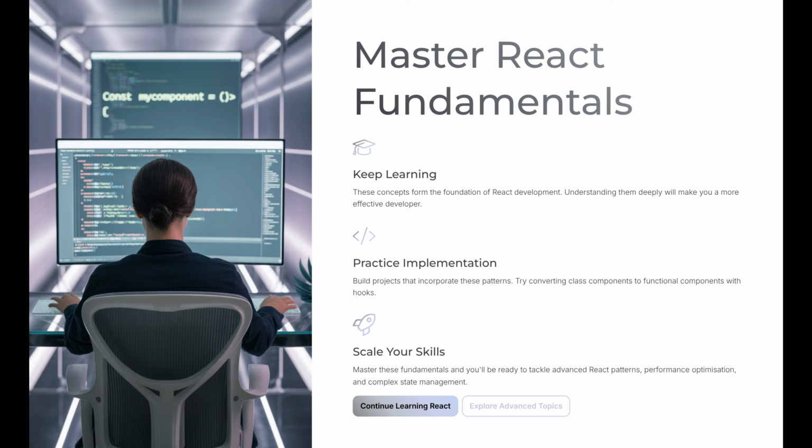These 5 concepts form the foundation of every React interview. If you can explain them clearly with real-world examples, you're already ahead of most candidates.